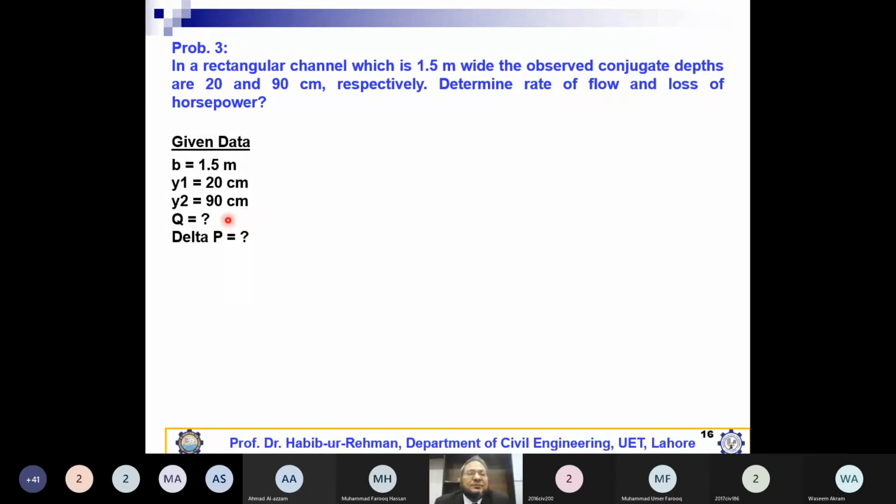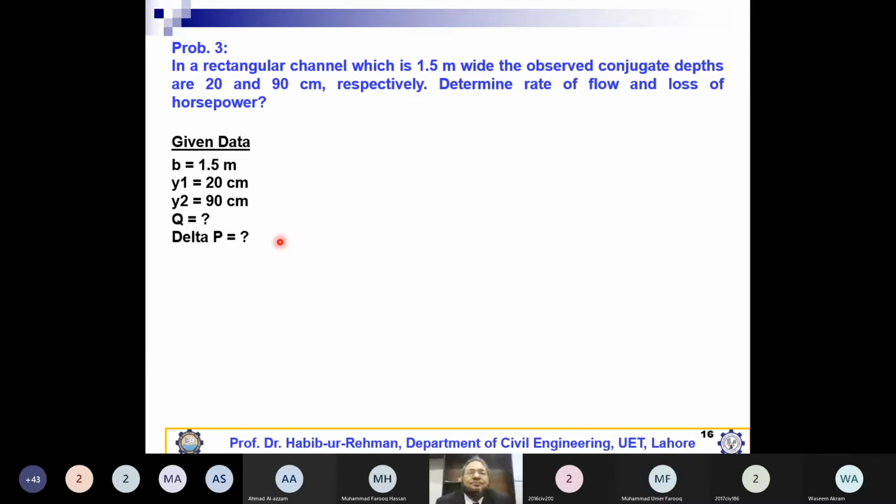And if you remember, we discussed one purpose of the hydraulic jump, that it's a crude discharge measuring device. So a hydraulic jump can be used to measure discharge. And now we are solving that problem. How a hydraulic jump can be used to measure the capital Q. He is saying that also compute loss of horsepower. So we have also to compute delta P.